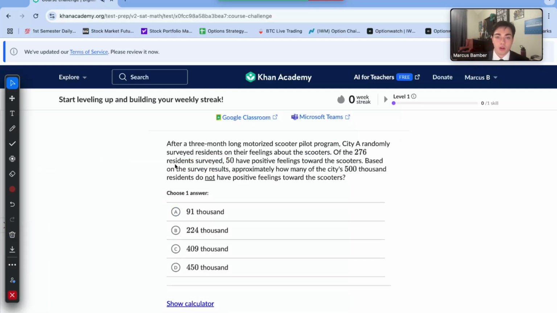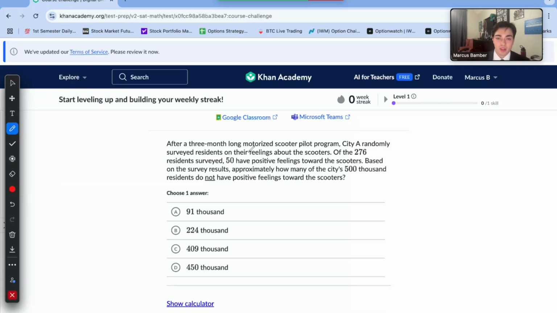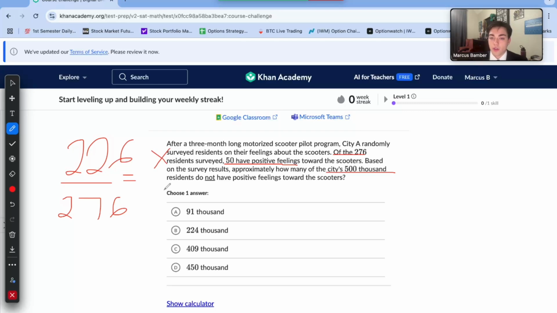After a 3-month-long motorized scooter program, City A randomly surveyed residents on their feelings of the scooters. Out of the 276 residents surveyed, 50 have positive feelings towards the scooters. Based on the survey's results, approximately how many of the 500,000 residents do not have positive feelings towards the scooters? So first, if 50 had positive feelings out of 276, that means 226 out of 276 had not positive feelings towards the scooters. So we're simply going to set this 226 over 276 equal to x over 500.